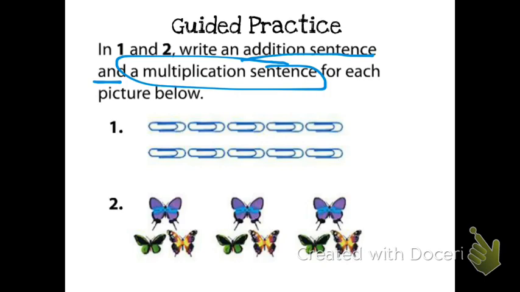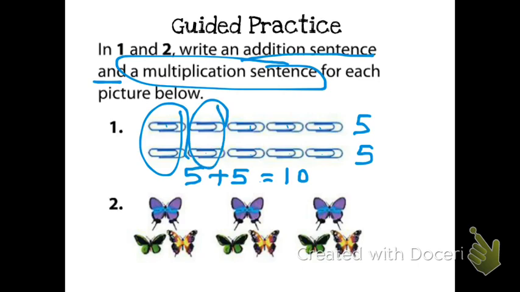So as I look at my number 1, I see 1, 2, 3, 4, 5 here. 1, 2, 3, 4, 5 here. So I have 2 rows that each have 5 in them. So for me, my addition sentence would be 5 plus 5 equals 10. If I wanted to look at it this way, I would have 2 plus 2 plus 2 plus 2 plus 2 equals 10. There are always 2 repeated addition sentences that you could use. I would rather write down less numbers, so I wrote 5 plus 5 equals 10.